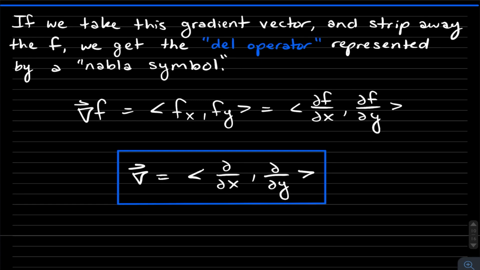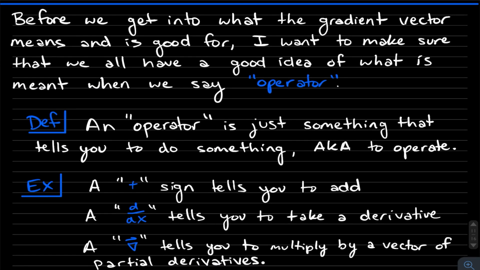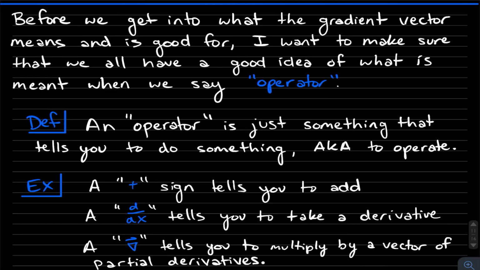Before we actually get into what this gradient is good for and what it means, I want to make sure that we understand what an operator actually is, because when I got to this point, I'm going to be real with you, I was confused on what was meant by this del operator. I kind of got nervous hearing that term. So let's just make sure we're all on the same page here. An operator is just something that tells you to do something. It's something that tells you to operate.